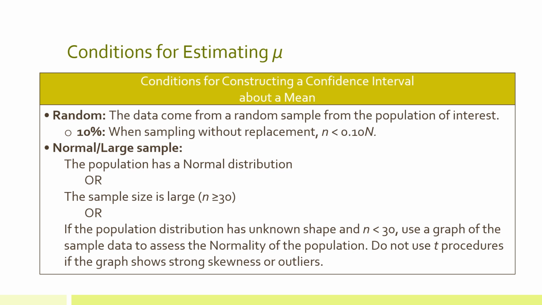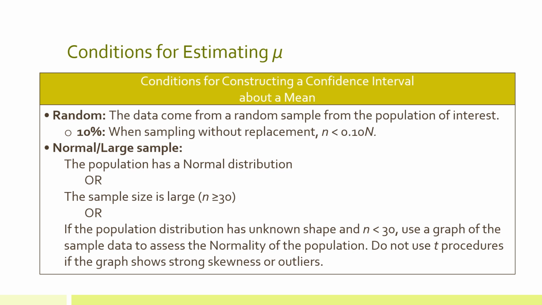So the conditions, again: random, that it comes from a random sample; 10% when we're sampling without replacement; and then normal. There are a couple of ways that we can check the normal distribution.